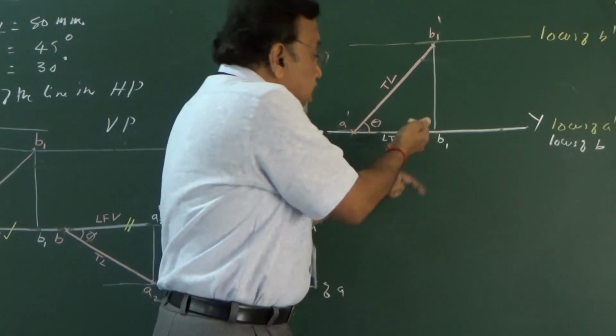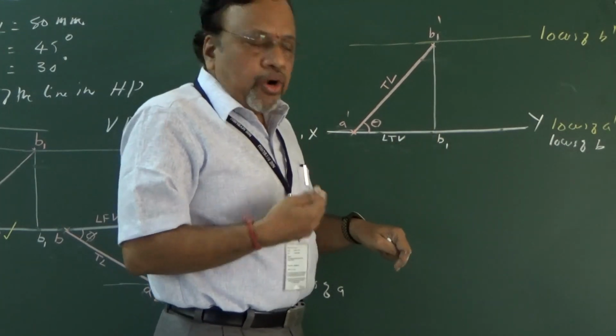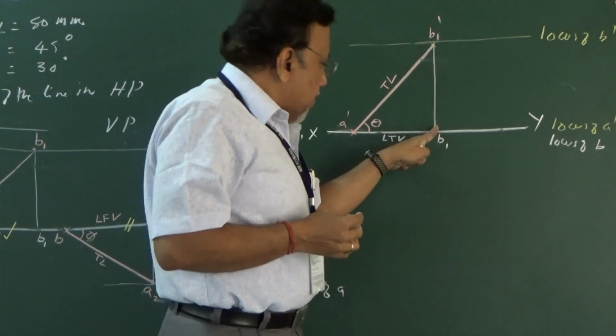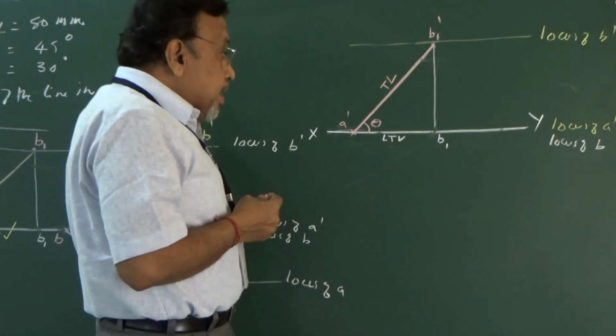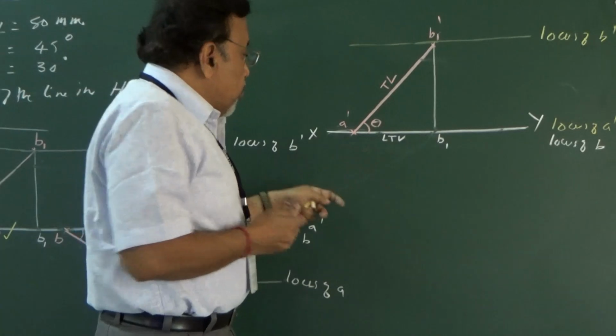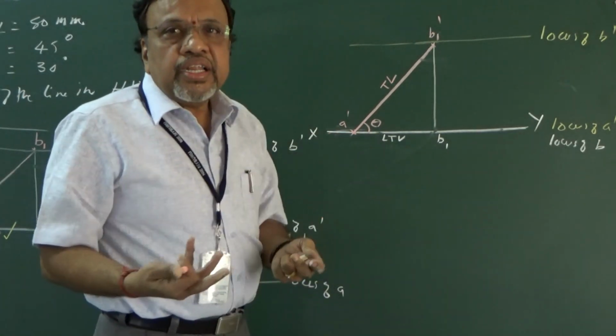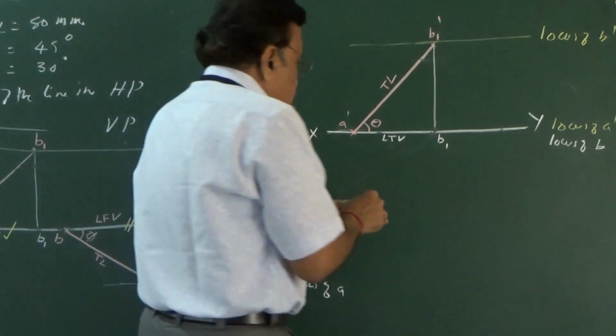So here I will draw this projection. Now with B as a point, I will draw a line which is inclined at 30 degrees to VP, so that I am going to get the locus of A below the XY line. Is it as simple as that? Okay, so let me do that.